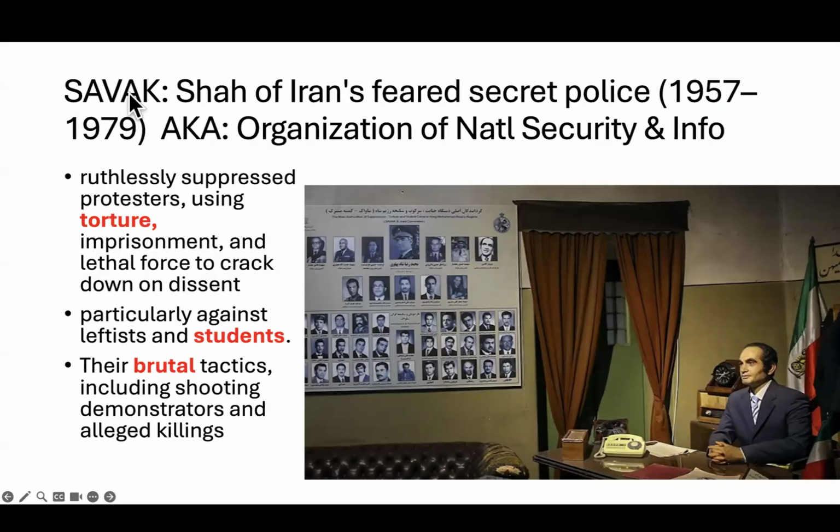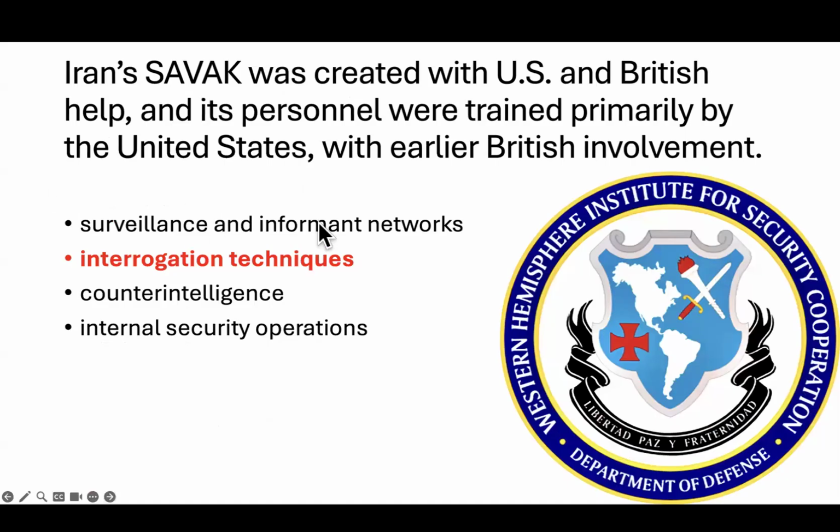So the Savak was the Shah's secret police. And they were around for more than 20 years. They used torture. They suppressed any hint of movements among students, and they shot protesters, and some of this was at the hands of tutelage from the United States and Britain, where they specifically learned modern techniques. It's a little bit like the service that was provided in Latin America at the School of the Hemisphere.